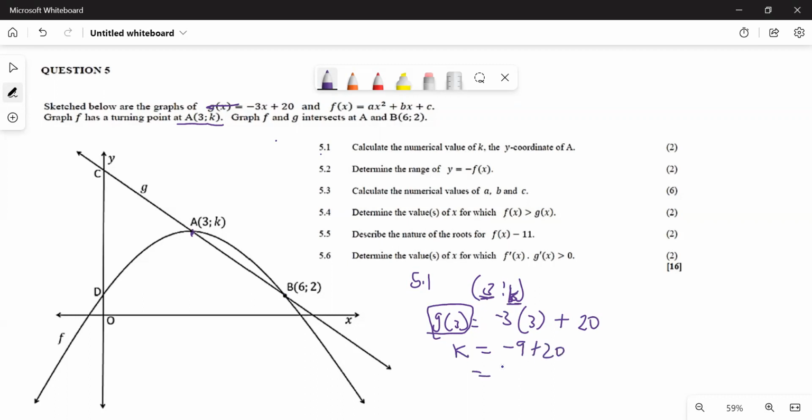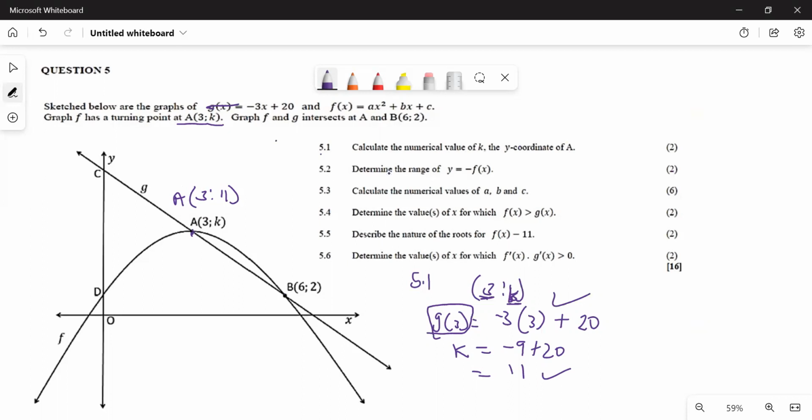If you type this in your calculator, what do you get? 11. So how are you going to get your marks here? You're going to get 1 mark for substituting k and 3, and then 1 mark for the answer, and you get your 2 marks. So you can safely say point A is given as 3 and 11. Does it make sense for y to be positive? Yes, it makes sense for y to be positive.